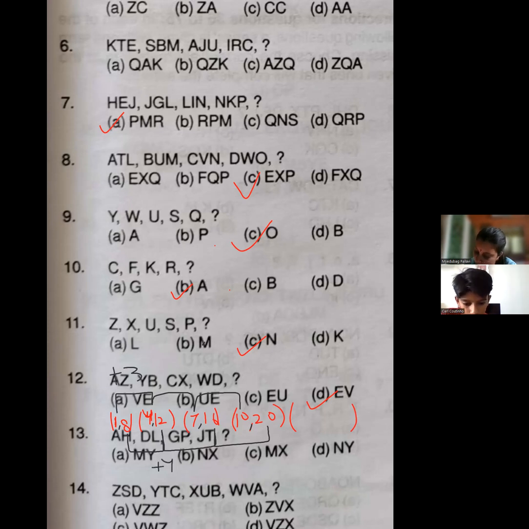Very good. So what will be the next term here? In the first, it will be 10 plus 3, that is 13, and in the second one it should be 20 plus 4, that is 24. Correct? Yes. So 13 stands for M, and 24 for X. So the answer will be C, M X. Correct.